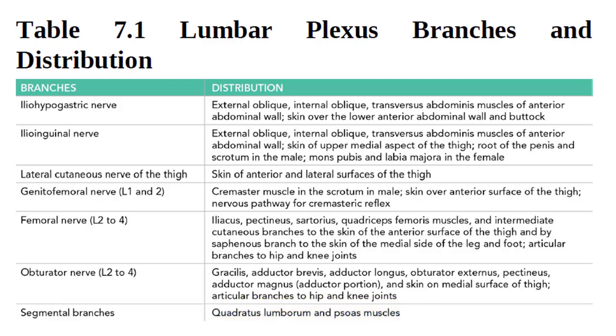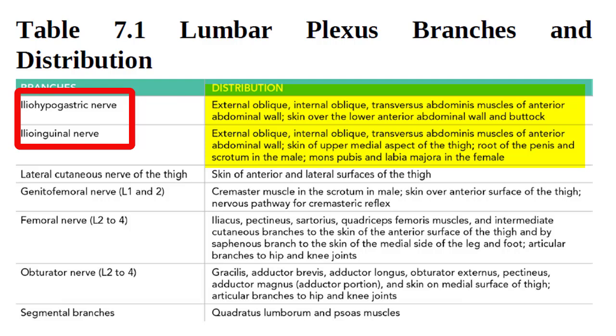We have covered the iliohypogastric and ilioinguinal nerves that were coming from L1, as I already told you, and these were supplying the anterior abdominal wall. So we can see here the muscles mentioned: external oblique, internal oblique, transversus abdominis. Remember, these are the muscles of the anterior abdominal wall.